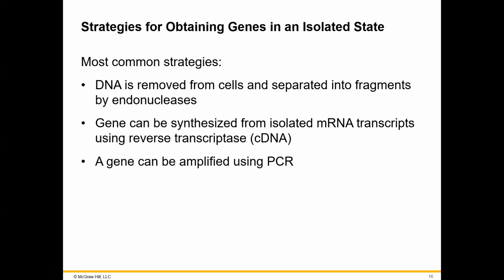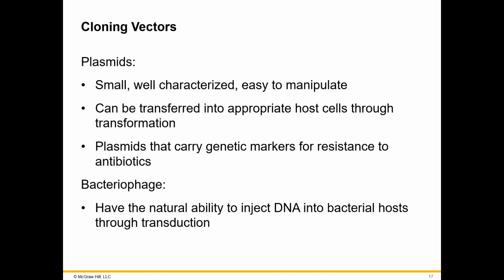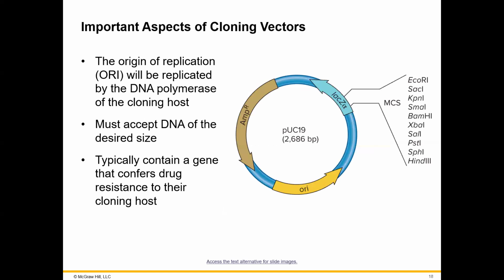We can already make the complementary DNA from mRNA transcripts and then amplify by PCR. We already talked about what plasmids are, and bacteriophages, we know what they are. Bacteria get infected by viruses and then they can potentially insert the viral DNA as a prophage into their bacterial host DNA. This is an example of a plasmid.